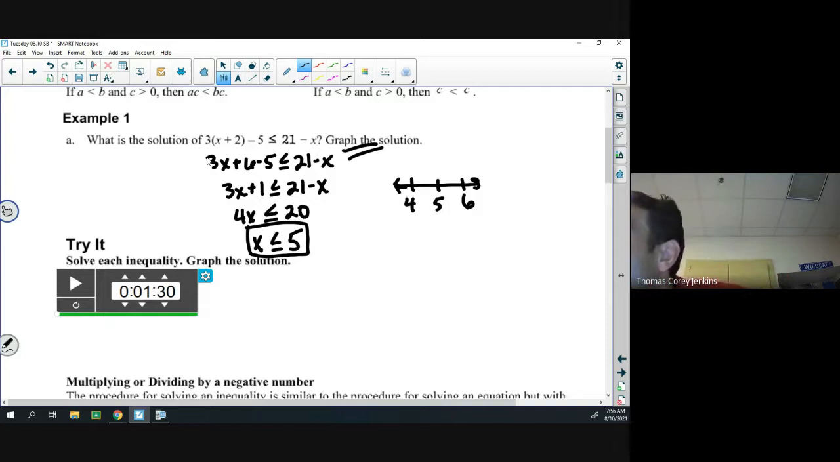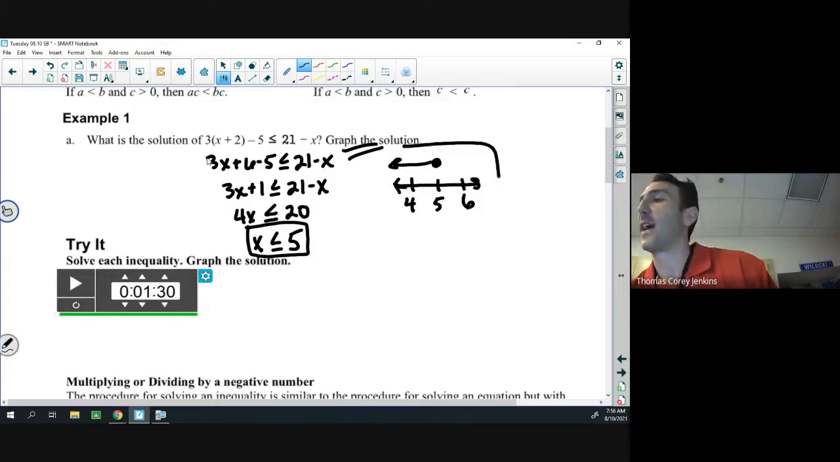I like to do that above. Some people do it on the 5. I don't really care. So closed dot on the 5, and then we shade the numbers that are less than 5, so to the left of 5. Reading the graph, that tells me that if I plug 5 in, I should get a true statement. If I plug in 4.75 or any number to the left of 5, I should get a true statement. If I plug in 6, I should get a false statement, right? So that's what that means. That's all we had to do right there: solve and graph.